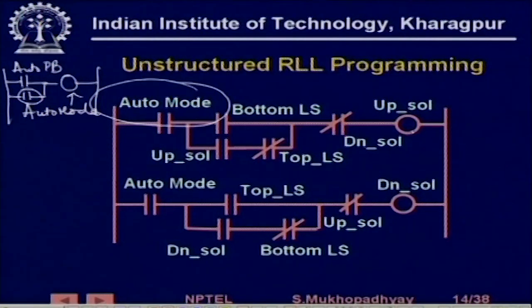Similarly, once the up solenoid is energized, it will remain energized until the top limit switch is made. Looks okay, but one is never sure, and especially when problems have 200 states, it will be impossible to write such direct programs. Chances will be very high that if somebody wants to write it, he will make mistakes.